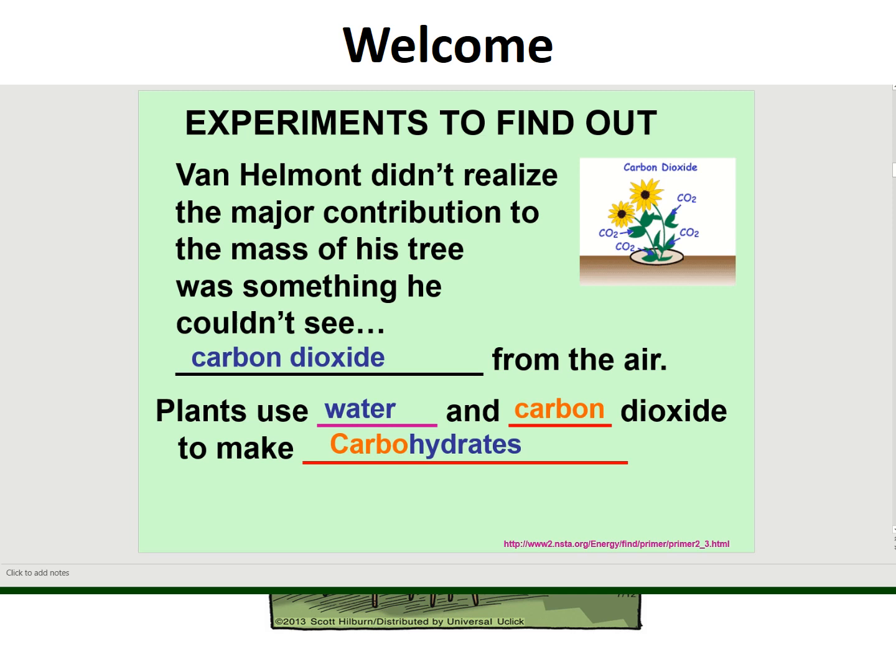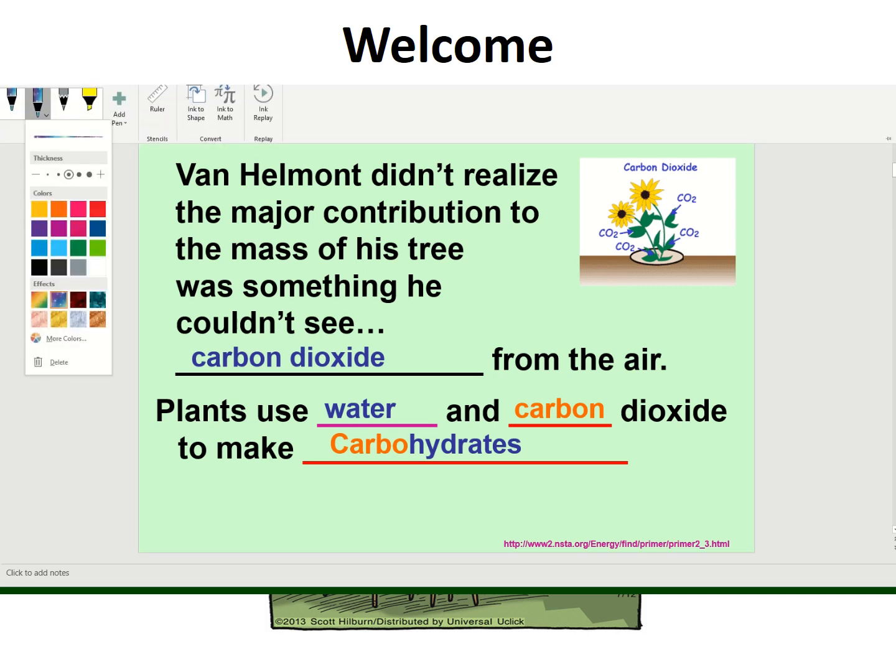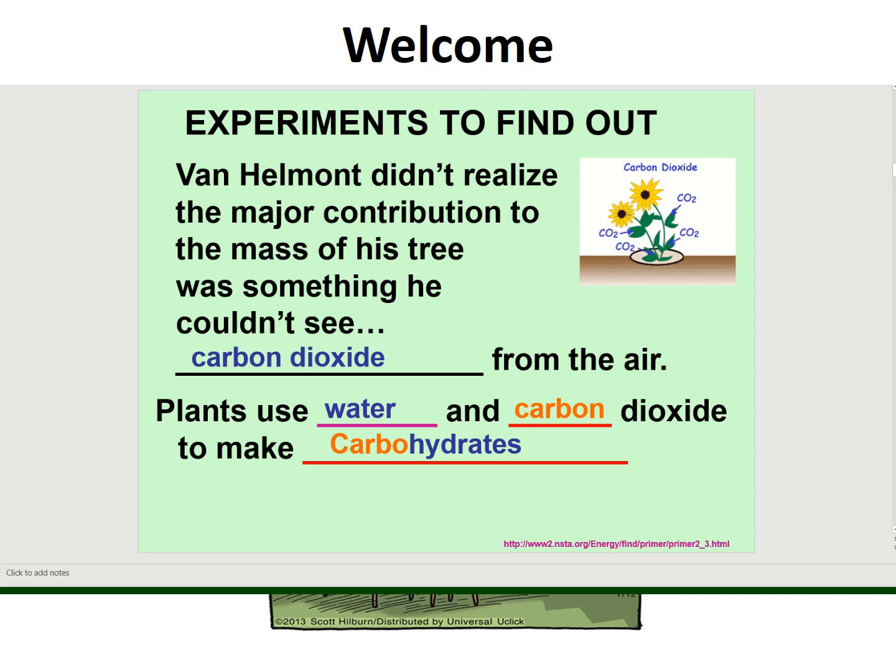Why do you think it's called carbohydrates? And tell me again, what are carbohydrates? Yeah, sugar, saccharides, right? There you go. So plants need carbon dioxide and water. But he wasn't sure about the carbon dioxide yet. For sure, he knew the water. Let's find out how they discovered it was also carbon dioxide.